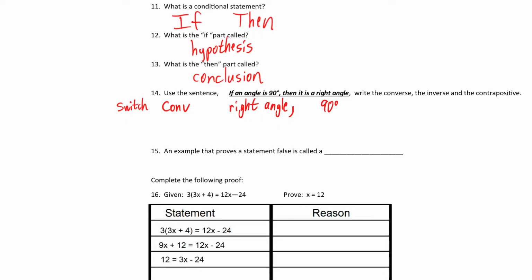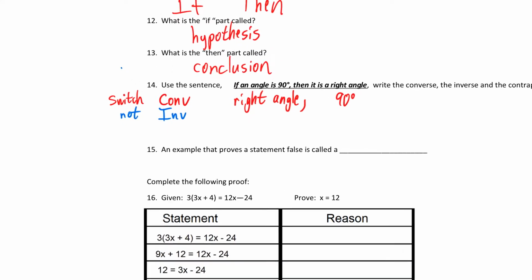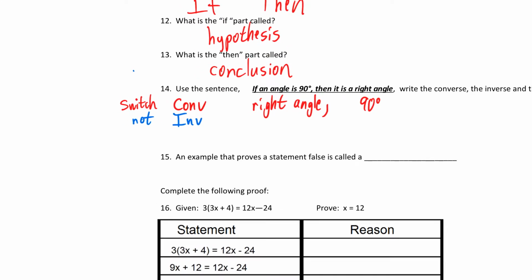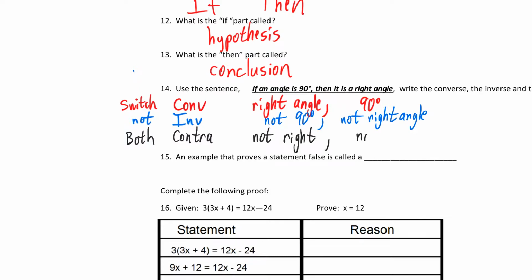Inverse is, like, not. Okay, so on the inverse, what do you do? You negate. Put not. So what's it going to say? It's not a 90 degree. It's not a right angle. Okay, if it's not 90, then it's not a right angle. All right, and then in contrapositive, what do we do? You switch it and not, so it's both of those, right? The angle is not right, it's not 90 degrees. Okay, good. So if it's not a right angle, then it's not 90 degrees.